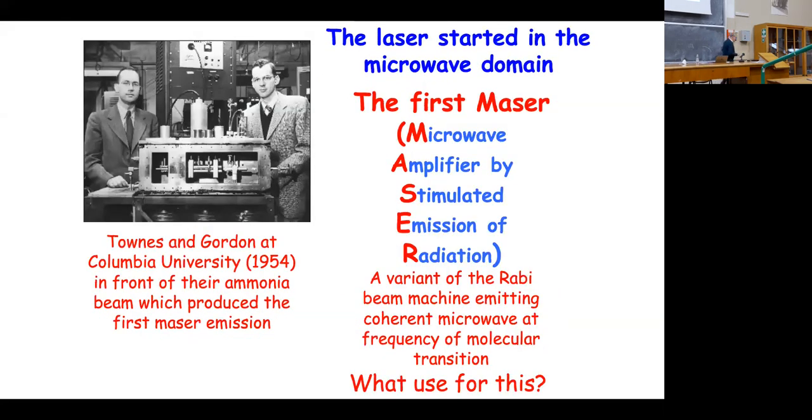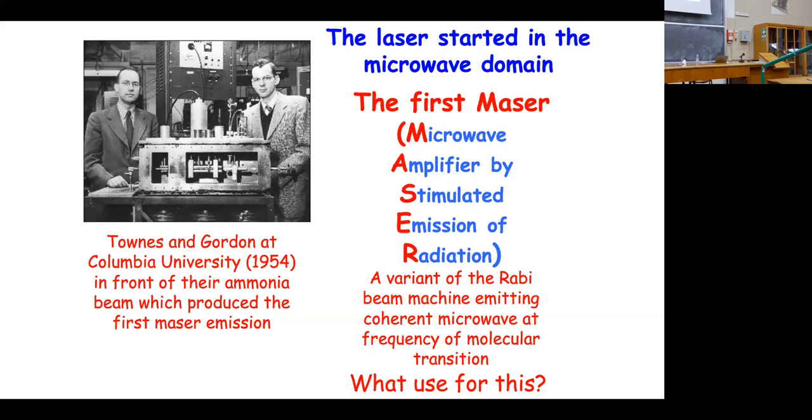Another application which again came from the same lab is the invention of the maser, which is the ancestor of the laser. You see here a picture with Townes and Gordon with their first maser. It's an atomic beam machine. In fact, it's a molecular beam. The first masing medium was ammonia molecules. And there is a transition in the ammonia molecule which occurs in the microwave domain.